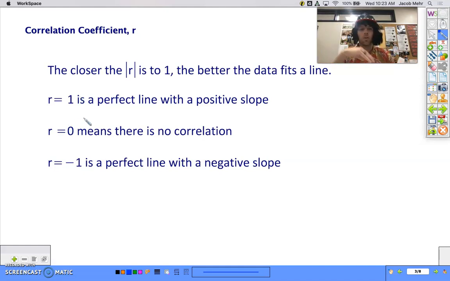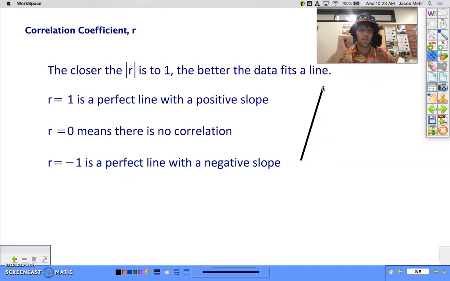If R equals 0, there is no correlation whatsoever. There's no relationship between the x's and the y's, what we think are the explanatory and the response variables. If R is negative 1, it is also a perfect line, but now its slope is negative. Now, it doesn't mean the slope is negative 1. Don't make that confusion. I know sometimes students try to think that R is 1 is a perfect line with a slope of 1. No.